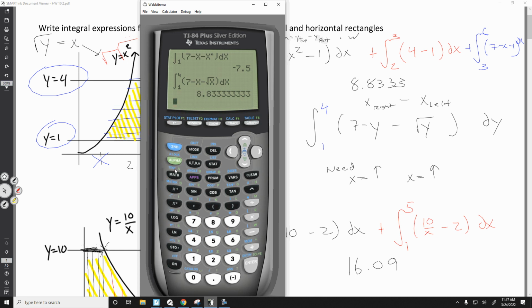Or if you don't feel comfortable doing it, you can alpha y to your heart's content. 7 minus alpha y minus... Oh yeah. Got an alpha y. So yeah, maybe just use x's, right?